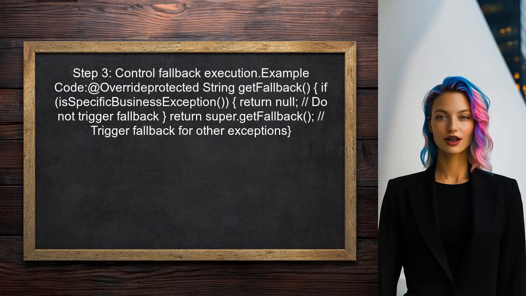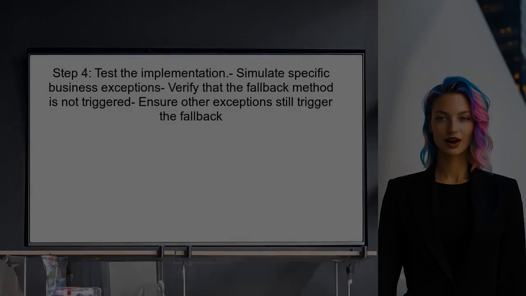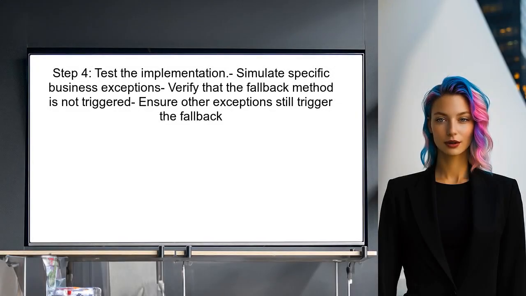After that, the user should ensure that the fallback method is only called for exceptions that are not the specific business exceptions. This can be achieved by using a conditional statement. Finally, the user should test their implementation to confirm that the fallback is not triggered for the specified business exceptions. This can be done by simulating those exceptions during testing.